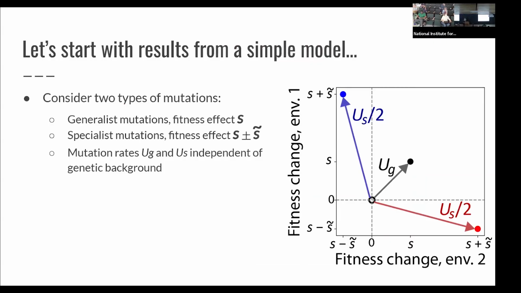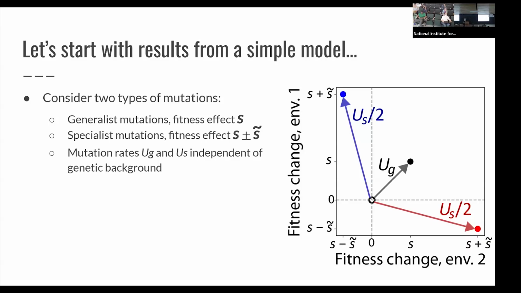So I have generalist mutations shown by the black arrow, and these are mutations with no trade-offs. They just have a constant fitness benefit S regardless of the environmental state. And I also have specialist mutations, which are shown by the red and blue arrows. And these are mutations with fitness effect S plus or minus S tilde, where the sign depends on the environmental state. So these mutations have an environmental preference parameterized by this S tilde parameter, which you can think of as the trade-off strength. How much better can I do in one environment at a corresponding cost in the other? And all these mutations, importantly, have the same average fitness effect. So we're really focusing on the importance of the trade-off here.